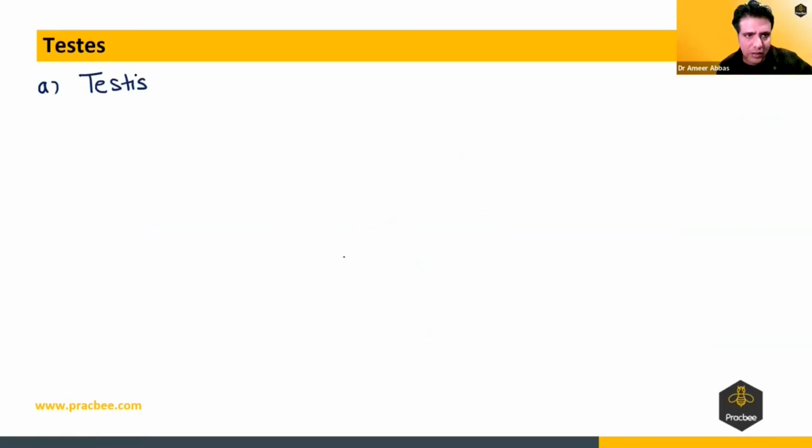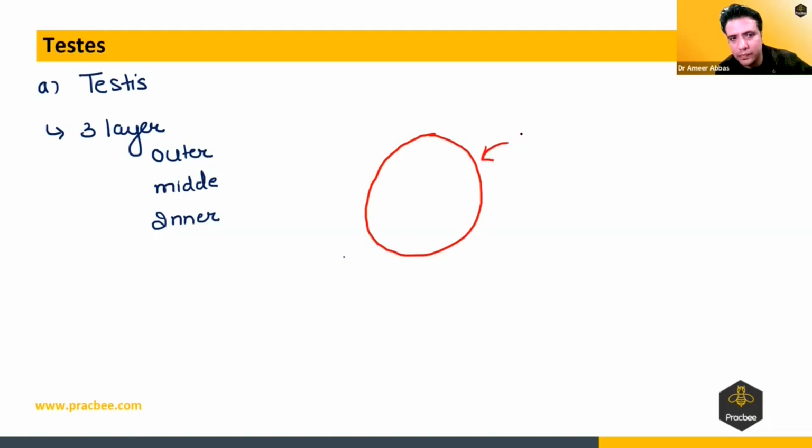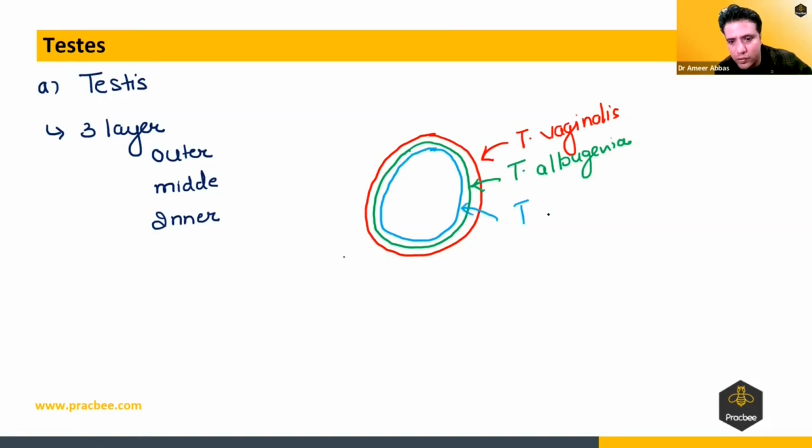When you look at the testis, what do you see? The double or paired ones are called testes, with the spelling e-s. When we talk about the single one, it is written as testis. So we see the testis consists of three layers: outer, middle, and inner. This one will be the outer, known as tunica vaginalis, and inner to this, tunica albuginea, and tunica vasculosa. When you look into the testis, you see there are some lobules.